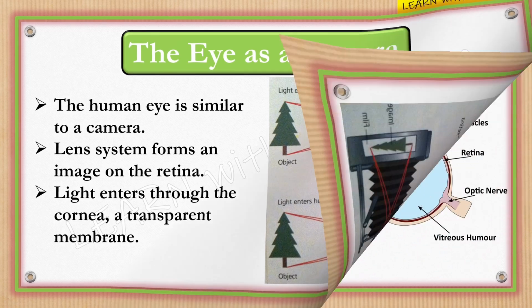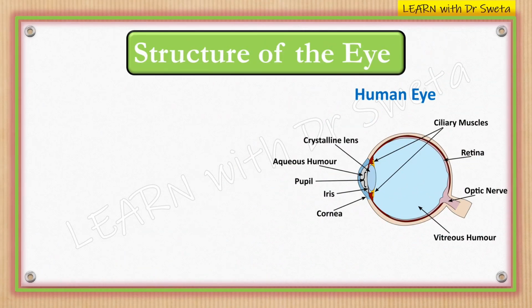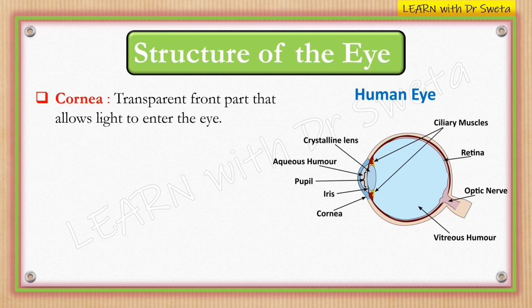Now let's know about the structure of the human eye. So the main parts of the eye are: first is cornea. Cornea is the transparent front part that allows light to enter the eye. It forms the transparent bulge on the front surface of the eyeball. The eyeball is approximately spherical in shape with a diameter of about 2.3 centimeter. Most of the refraction for the light rays entering the eye occurs at the outer surface of the cornea.